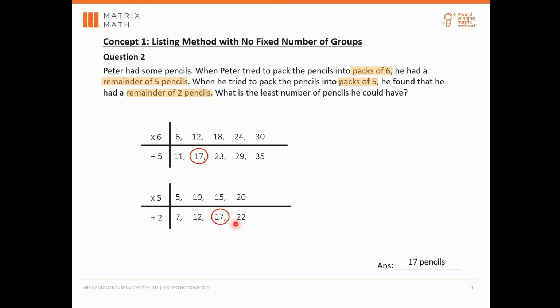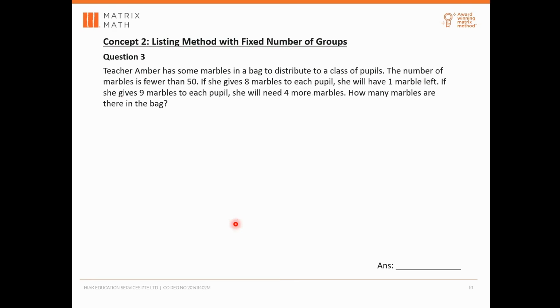Now, let's look at concept 2. Concept 2 is where you have a fixed number of groups. Why is question 3 a fixed number of groups type of question? Teacher Amber has some marbles in a bag to distribute to a class of pupils. The number of marbles is fewer than 50. If she gives 8 marbles to each pupil, she will have 1 left. If she gives 9 to each pupil, she will need 4 more. How many marbles are there in the bag?